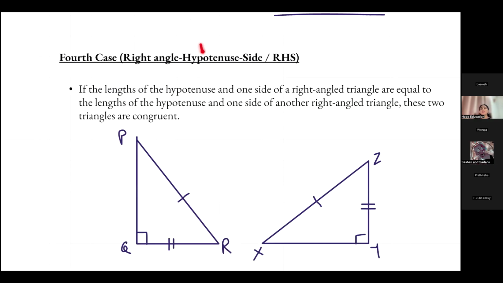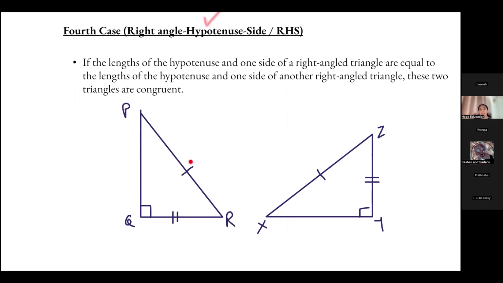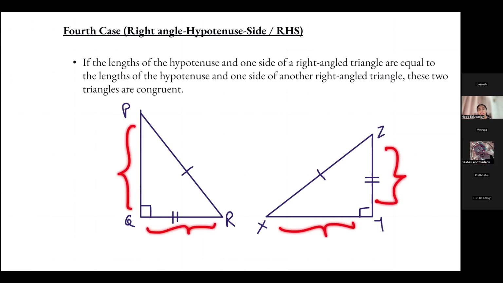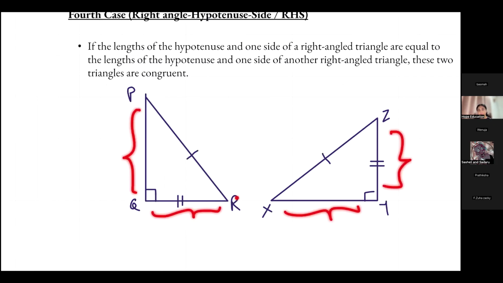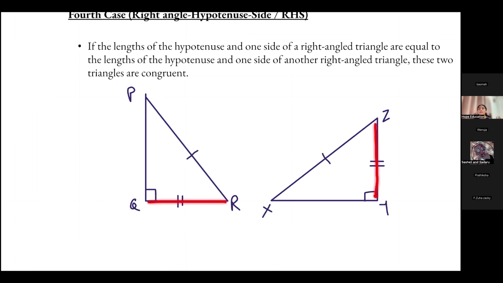And in addition to that, just one side. It could be this and this, or it could be this and this. Now, in this particular case, they have given that this side is equal to this side. So, always in the RHS case, both triangles need to have a right angle each. Then in both the triangles, the hypotenuse should be equal. And in addition to that, one more side pair should be equal.